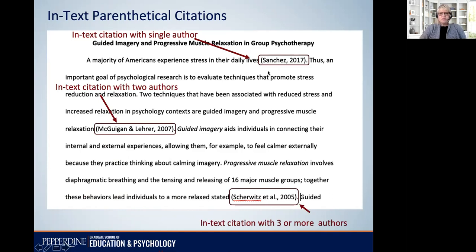So with one author, you just put the last name, no initials or first names. And then the year, that's APA style, always includes the year. For 2 authors, you have the last names of both authors separated by an ampersand. So that's the and symbol with the year. Then when you have 3 or more authors, you put the last name of the first author, and then you include the abbreviation et al., which means and the others, and then include your year.